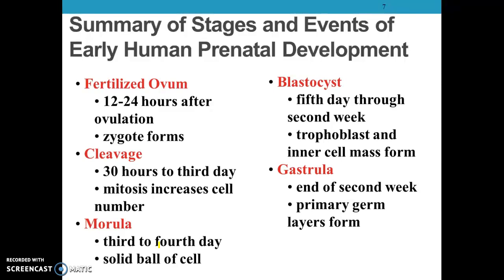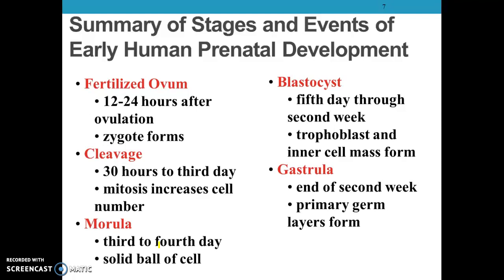All right, so fertilized ovum. Ovum just means egg cell. So the fertilized egg would be the zygote. If you've got this printed where it says fertilized ovum, you can write zygote out to the side because that's just the fertilized egg. This stage occurs 12 to 24 hours after ovulation. That's when the zygote forms, and that's when fertilization typically occurs, somewhere in that window.